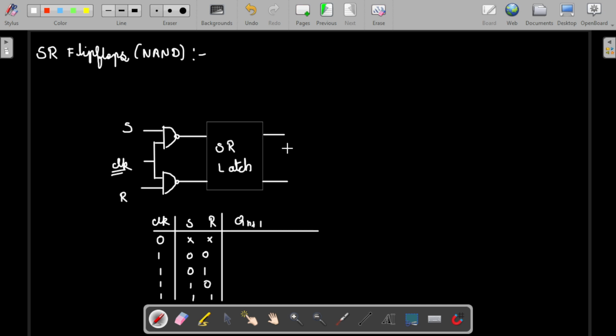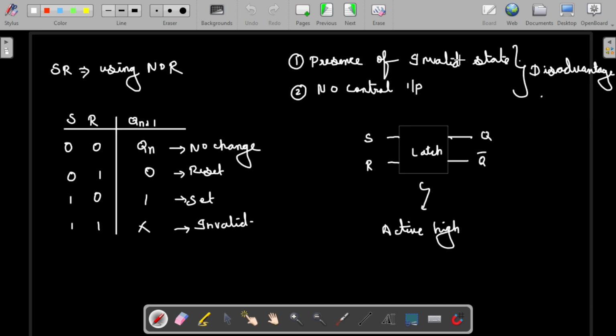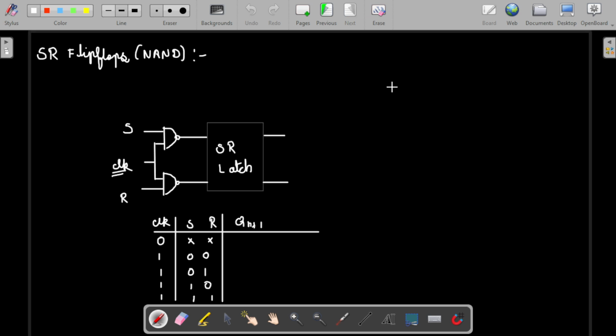Last class we discussed the SR latch. There we had two disadvantages: the presence of an invalid state and no control input. Now let's get into the flip-flop and see how these disadvantages can be controlled. The main disadvantage of no control input can be reduced with the help of a clock pulse. Whenever the clock is 0, the output will never change. It will remain as it is given, so this disadvantage is overcome.